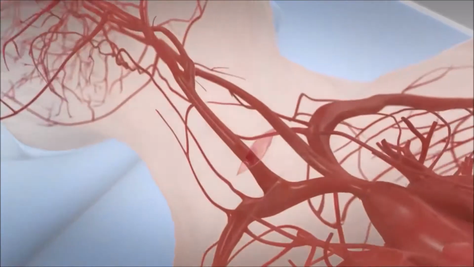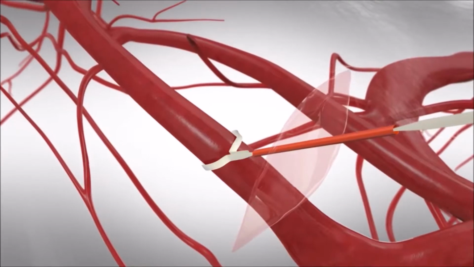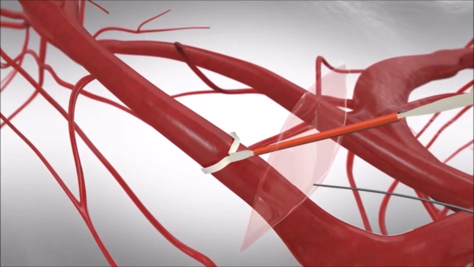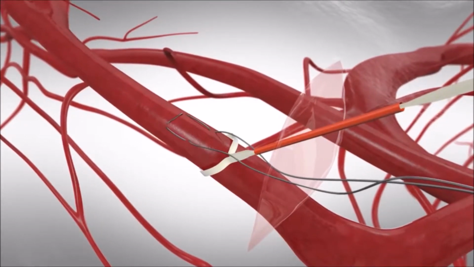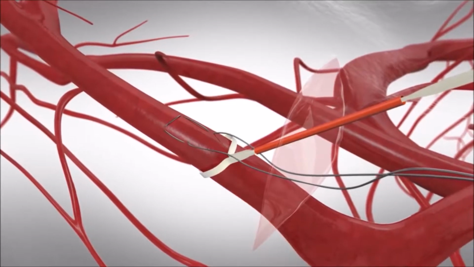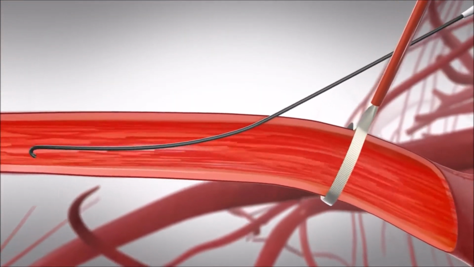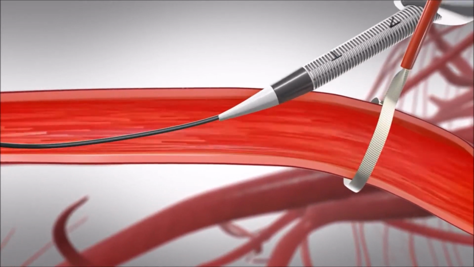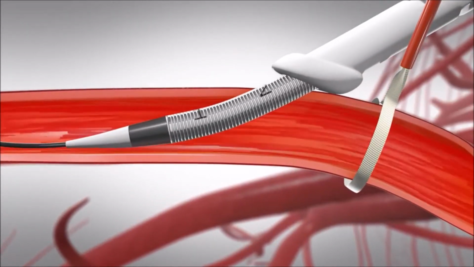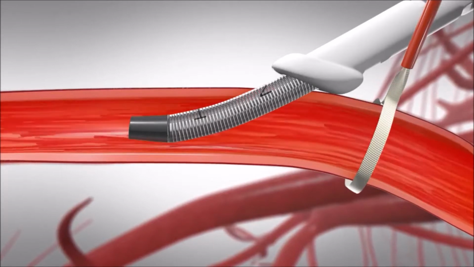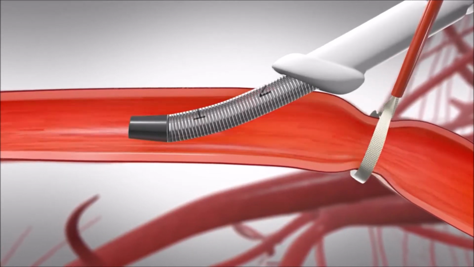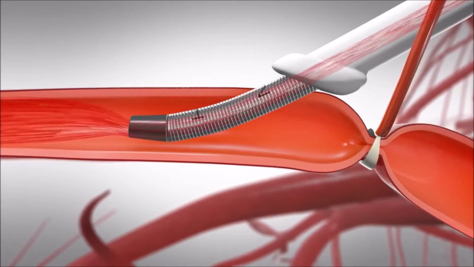A vessel loop is placed to control and clamp the artery during the procedure, and a suture is placed for easy closure of the puncture site at the end of the case. A specialized sheath is placed through a small puncture in the common carotid artery. This sheath will be used to deliver a stent, but first it will temporarily reverse blood flow in the artery.